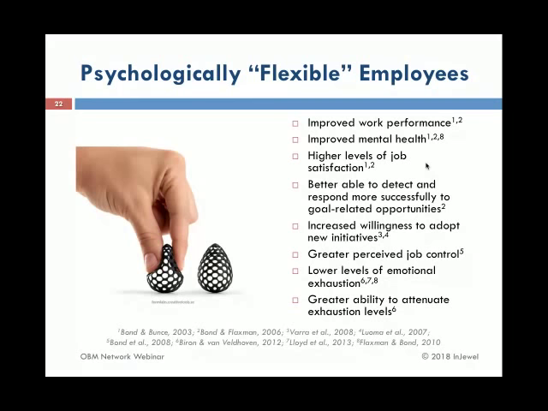Another area that I thought was really interesting, and in traditional IO, they talk a lot about emotional contagion and emotional intelligence and emotional exhaustion. And so here, psychologically flexible employees also were able to better attenuate exhaustion levels throughout the day.